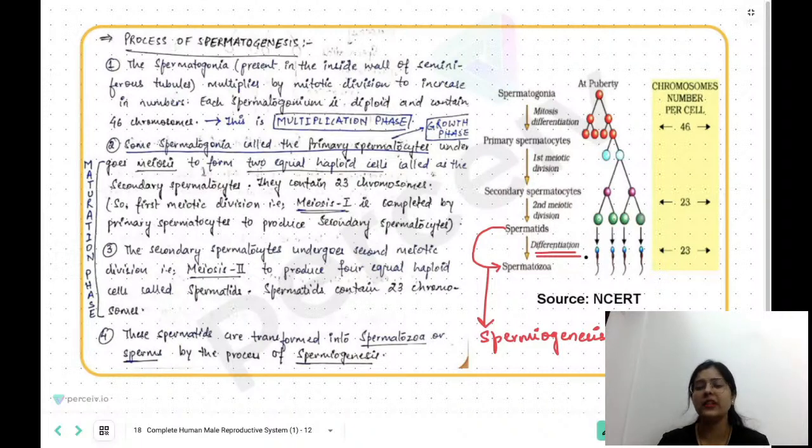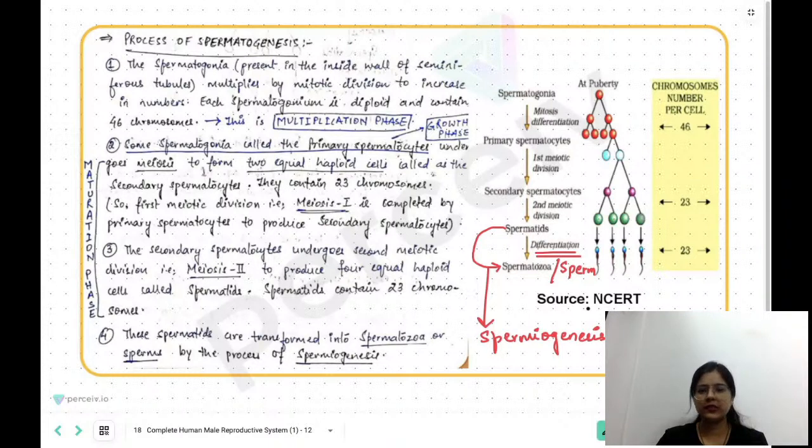Now what do you mean by differentiation? Differentiation we all know is the process of maturation. कोई भी सेल अगर अपने आप को मैच्योर करने की कोशिश करता है, so that is called as differentiation. Now spermatozoa, here it has been written spermatozoa, so spermatozoa is also known as sperm as well. So the other name of spermatozoa is sperm only. So do not get confused with the terminologies because both are relatable only.